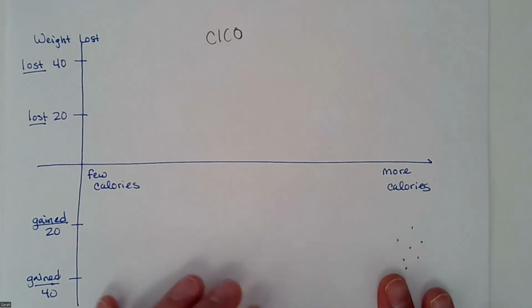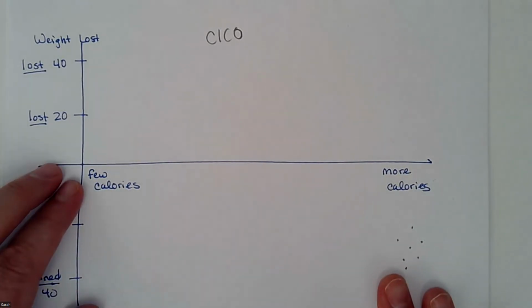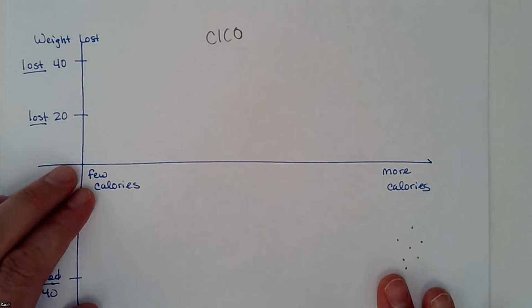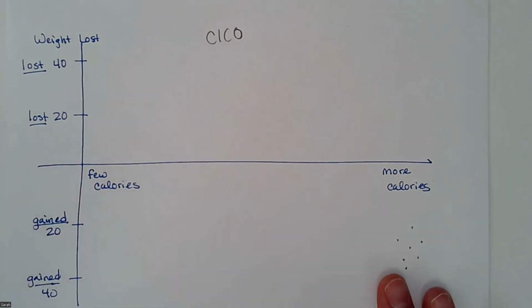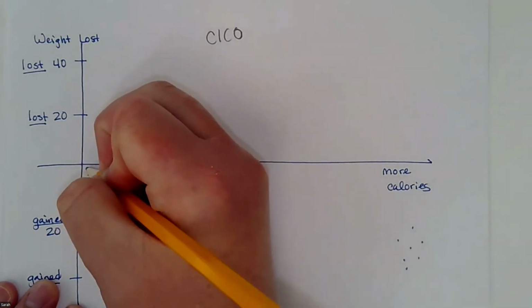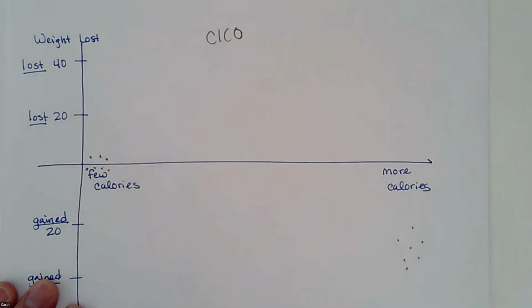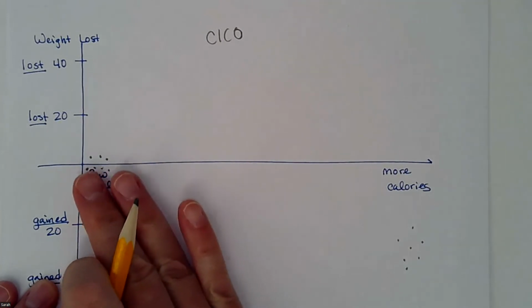And then you probably have learned in a health class or at some point that if you eat too few calories, your body actually holds on to what it has. So it's really hard to lose weight if you're eating only like 300, 400, 500 calories a day. So if we have people in that position, they're not losing weight, or maybe they're gaining or losing a little bit, but they're going to be right here.